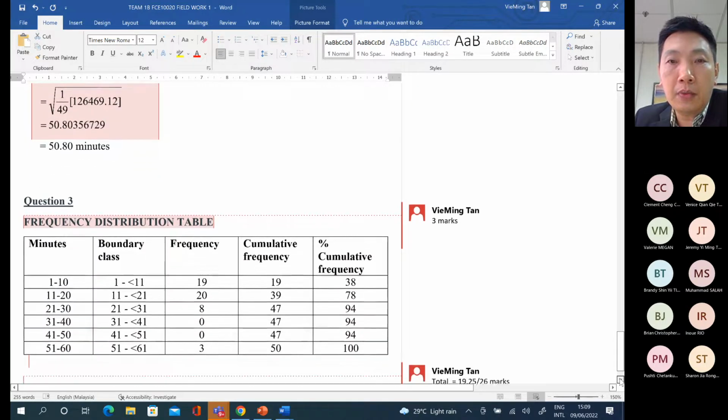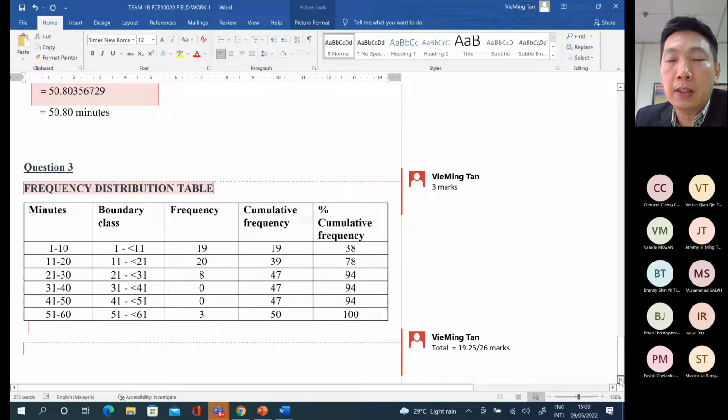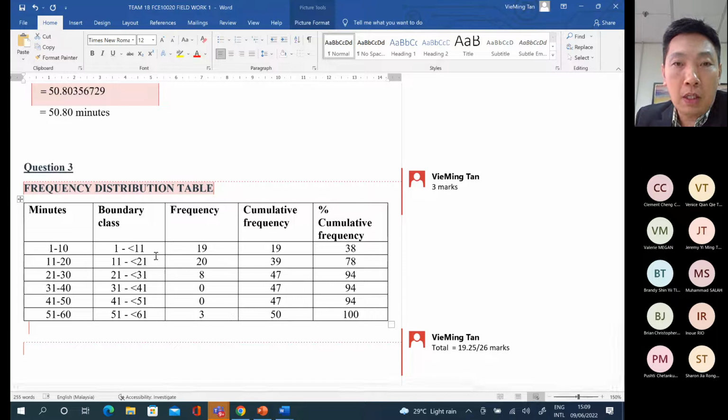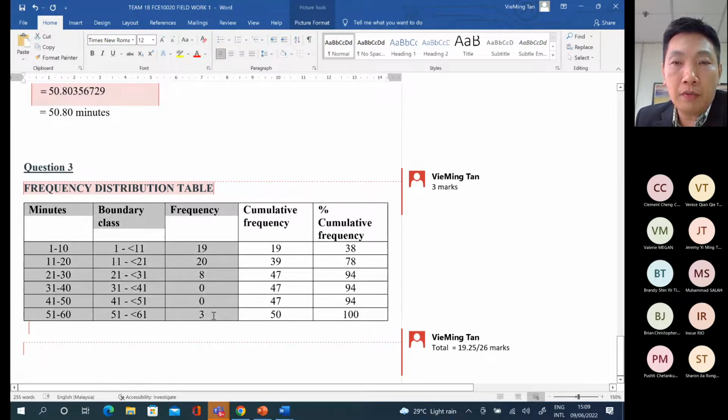Question 3. You need to show the working on how to get the number of classes and also the class size before you build the frequency distribution table. So 2 marks are missing. And your final frequency table is okay. So you can use this table, which involves 3 columns, especially these 3 columns, for your project 2 now.